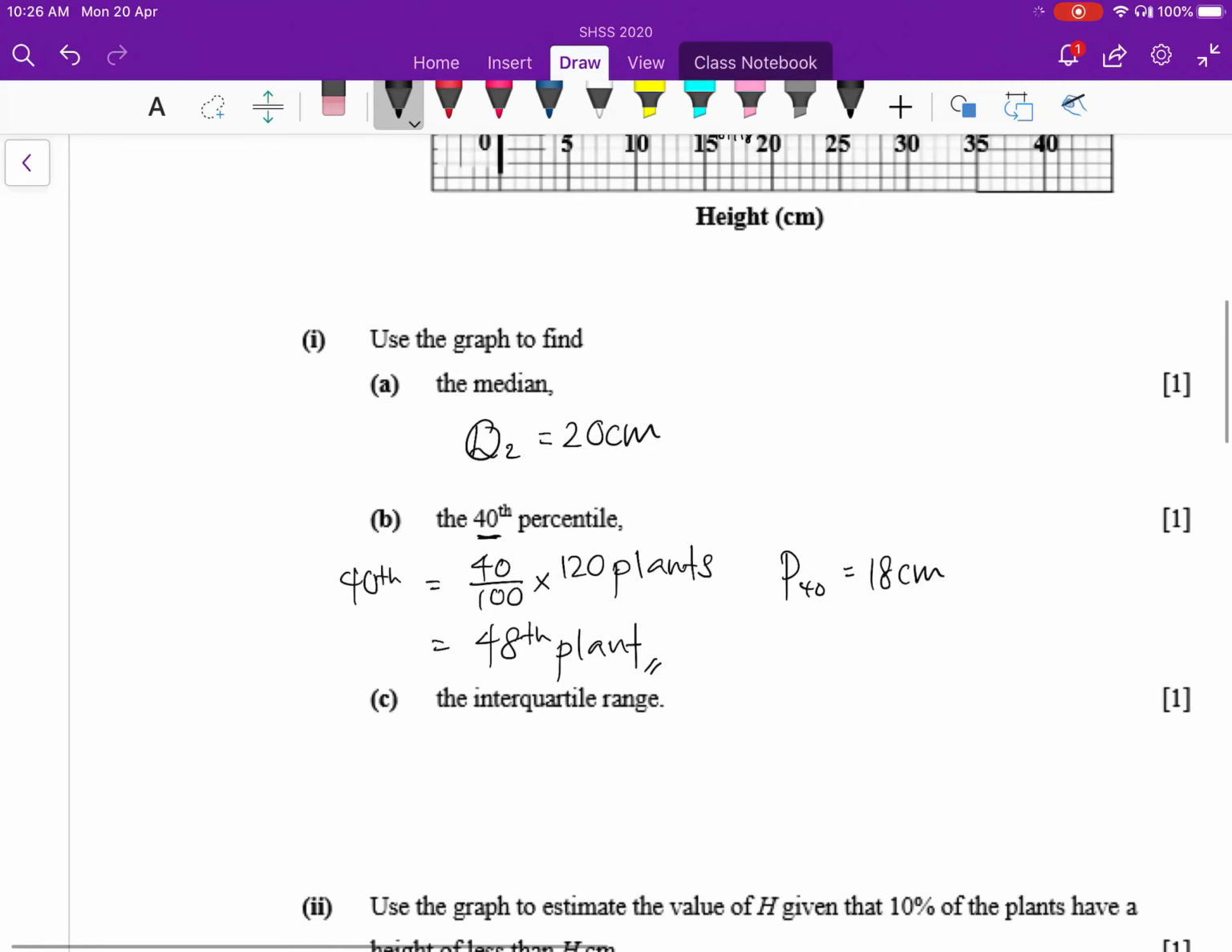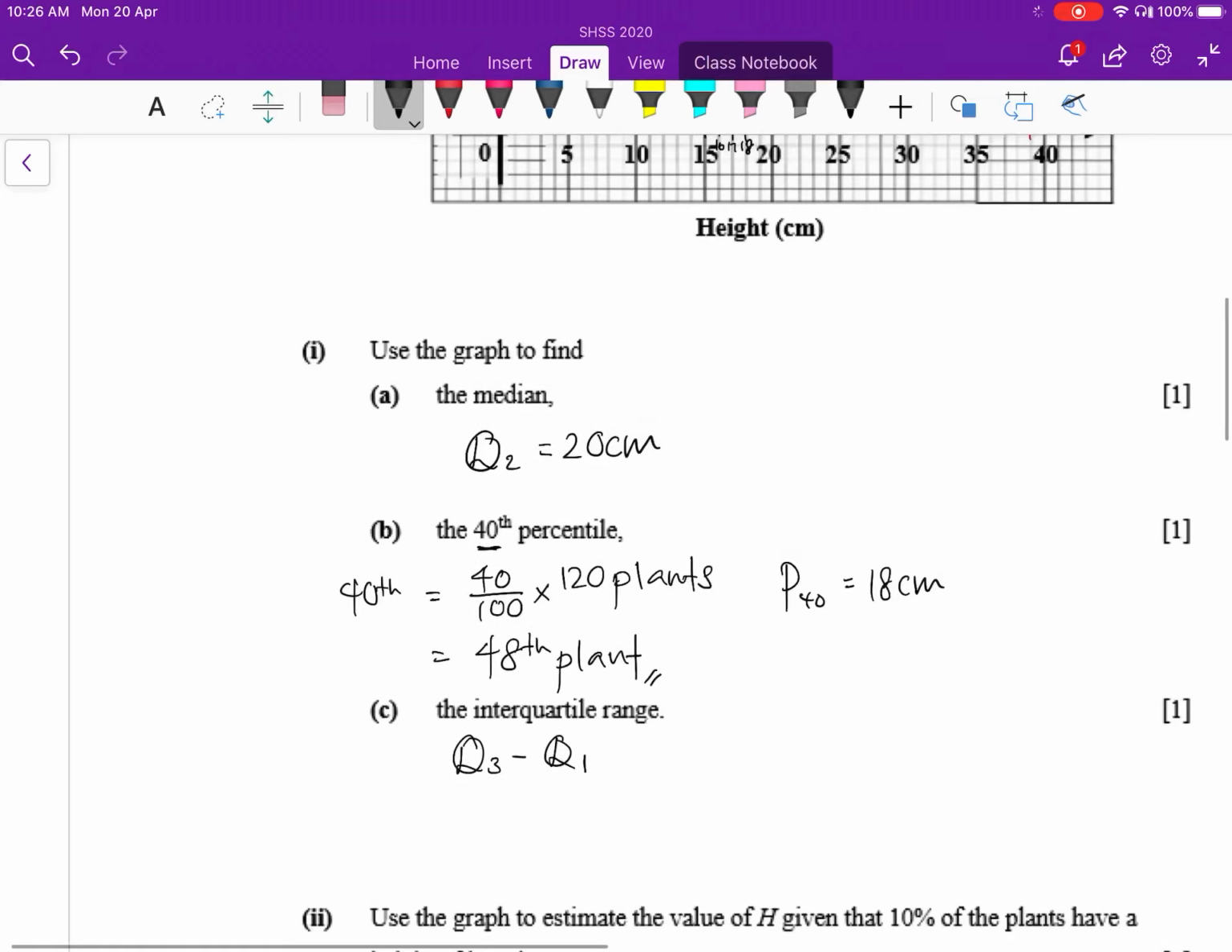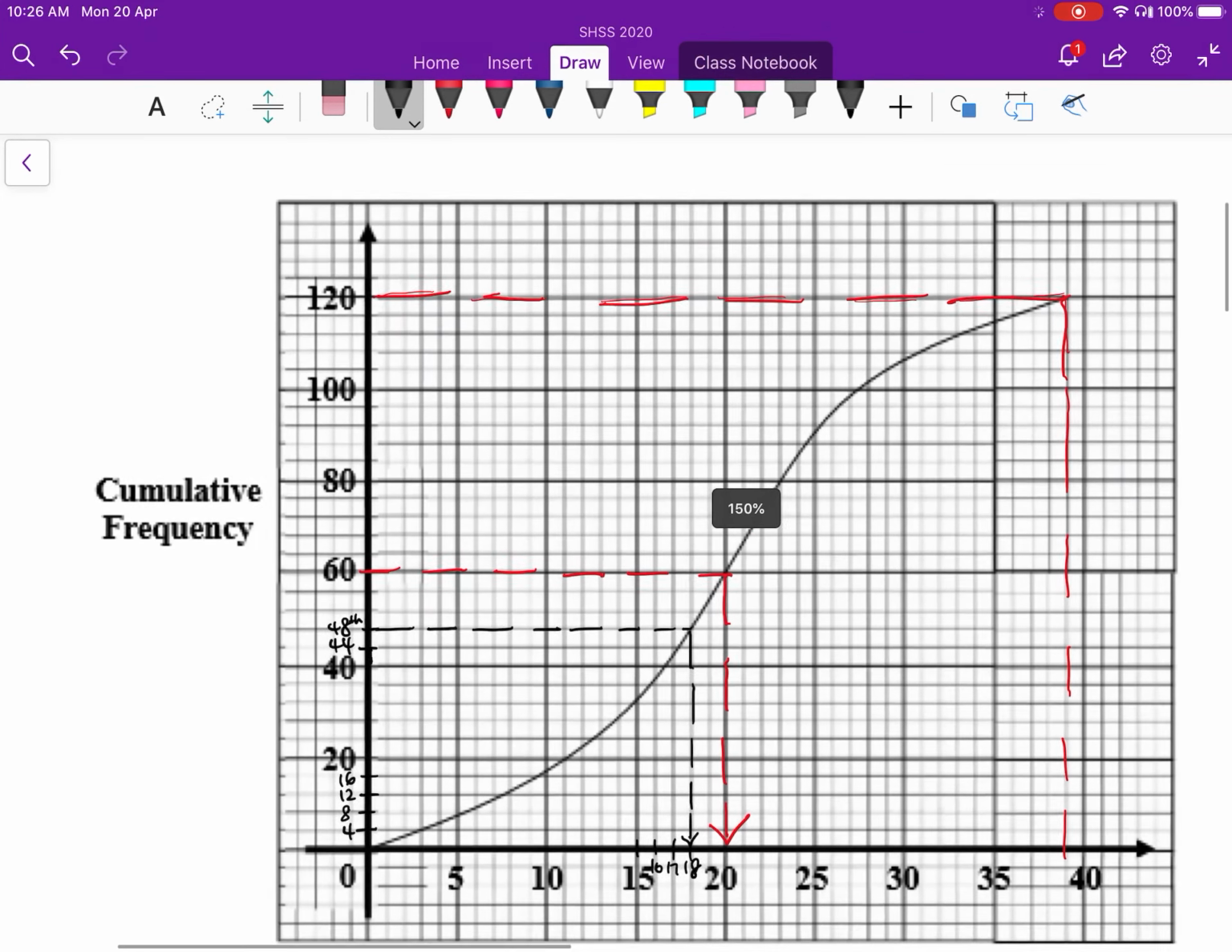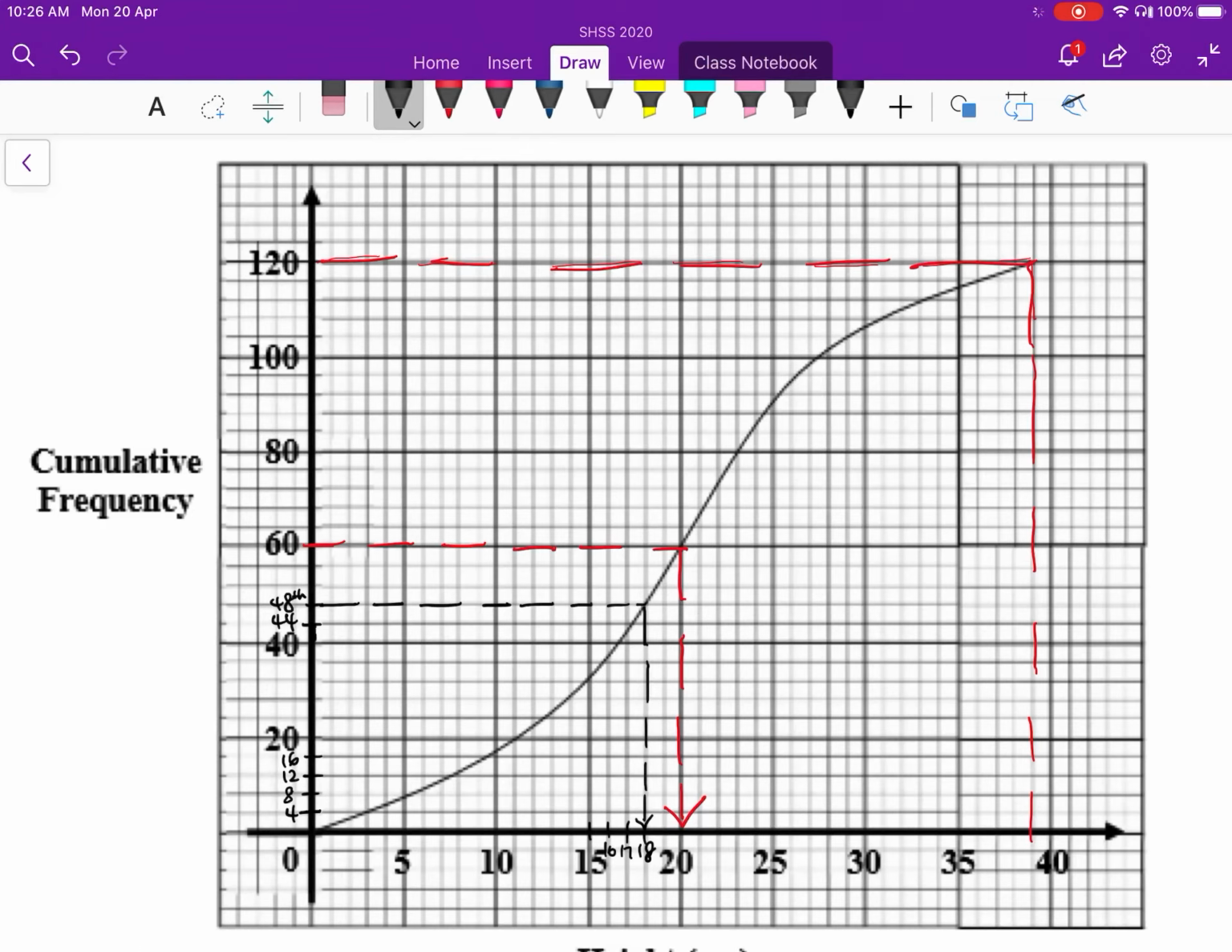The interquartile range is the third quartile minus the first quartile. How to get the third quartile? The third quartile is in between the median and the tallest plant, so the third quartile will be at 90. This is the way to find Q3. Half a box in O levels counts, so you must calculate half a box. This is 90. If I plot downwards, you will see that the third quartile is 25.